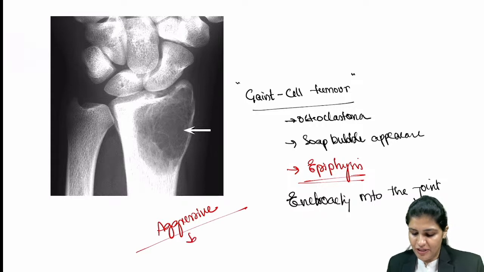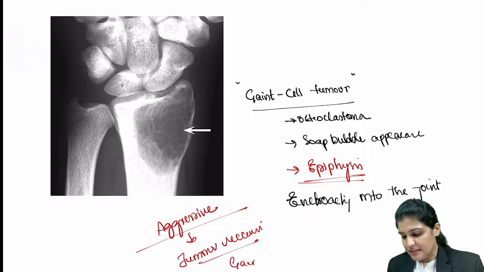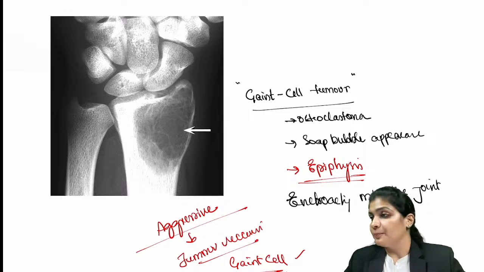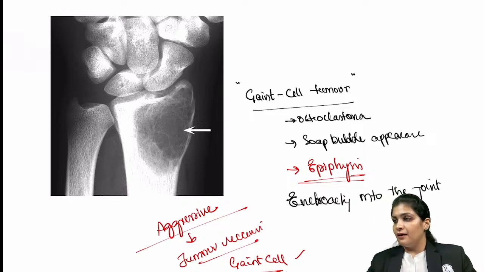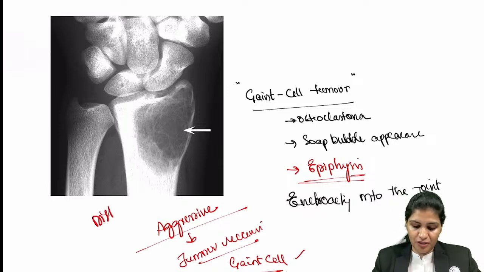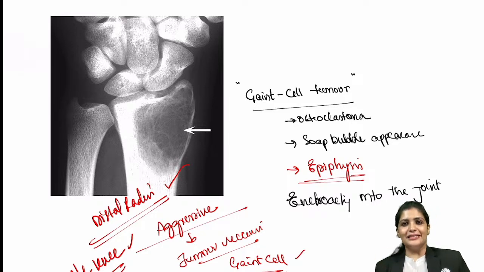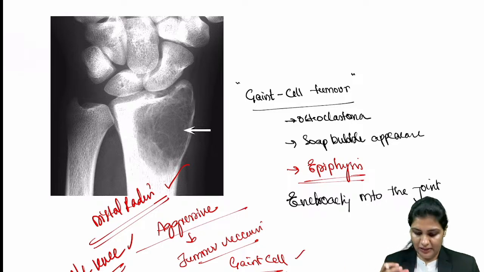So what is the aggression? That is, there is always a recurrence of the tumor. And you will see the giant cells on your pathological slides. So this is the distal radius area, usually seen, right? But the most common area is again the knee joint, right? So the most common site where it is seen is the knee joint, but here you see the distal radius.